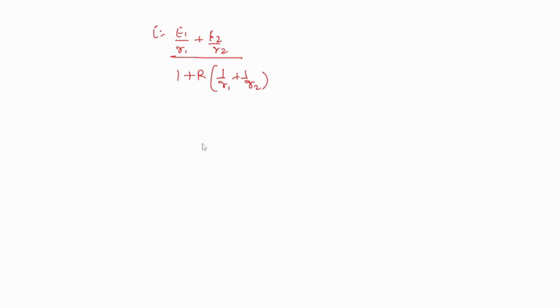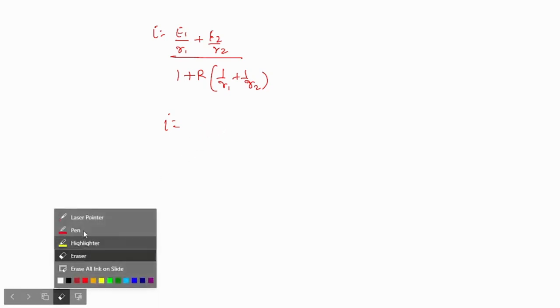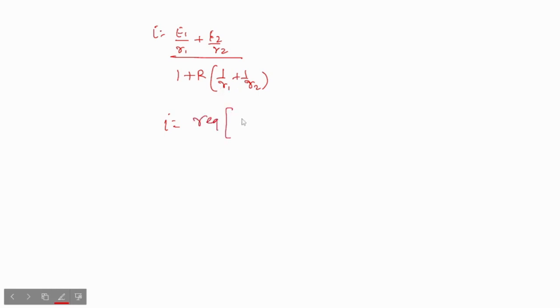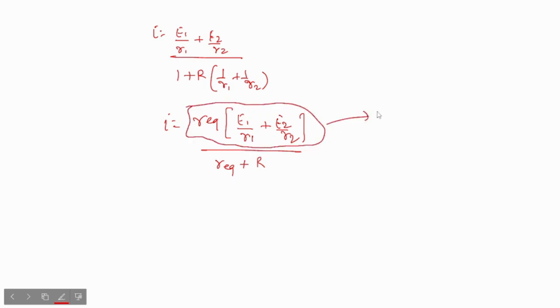So you can write it in the form which we have written earlier. The equivalent resistance is 1 by r1 plus 1 by r2, and I is equal to the upper part over R equivalent plus R. The upper part, R equivalent into E1 by r1 plus E2 by r2, is your E equivalent, and this is your R equivalent.